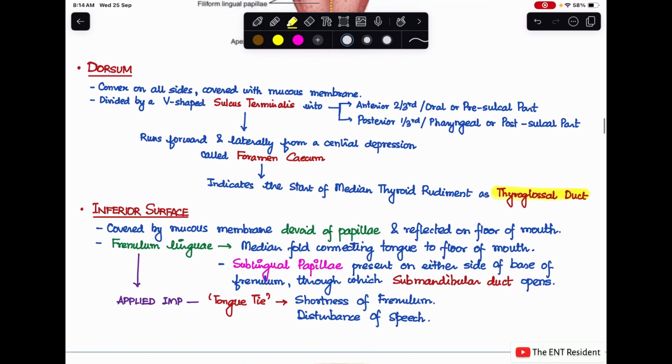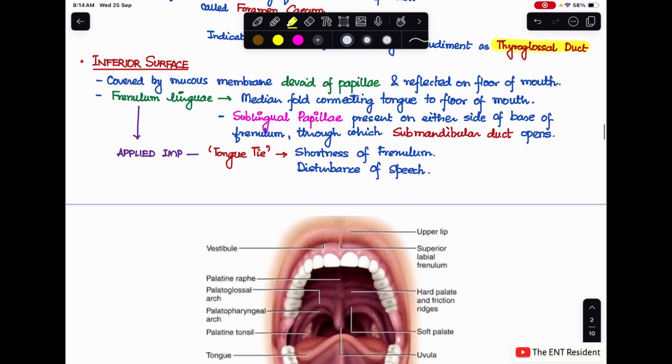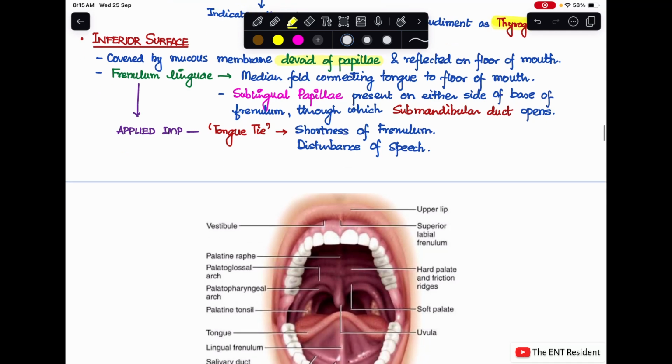Next, we move on to the inferior surface. The inferior surface is covered by mucous membrane, but there is a difference over here. In the rest of the tongue, the mucous membrane has papillae on it. I'll come to that in a little bit and talk more about it. But on the inferior surface of the tongue, the mucous membrane is slightly different in the sense that it is devoid of papillae and is reflected onto the floor of the mouth.